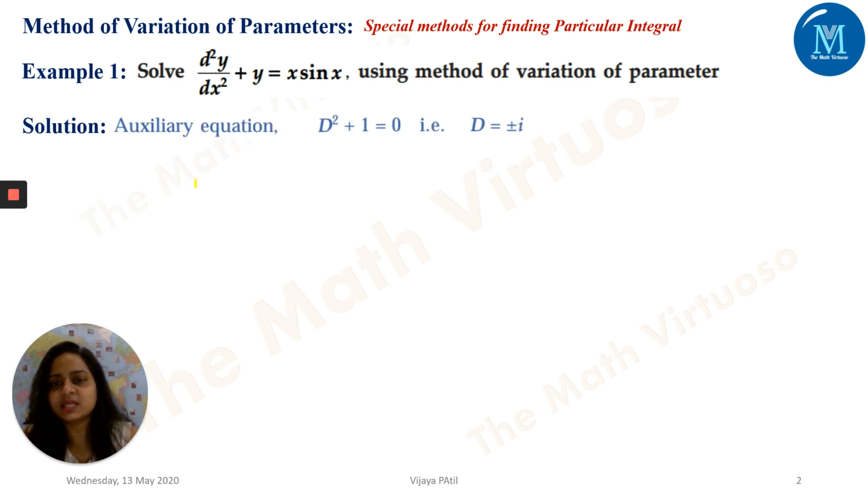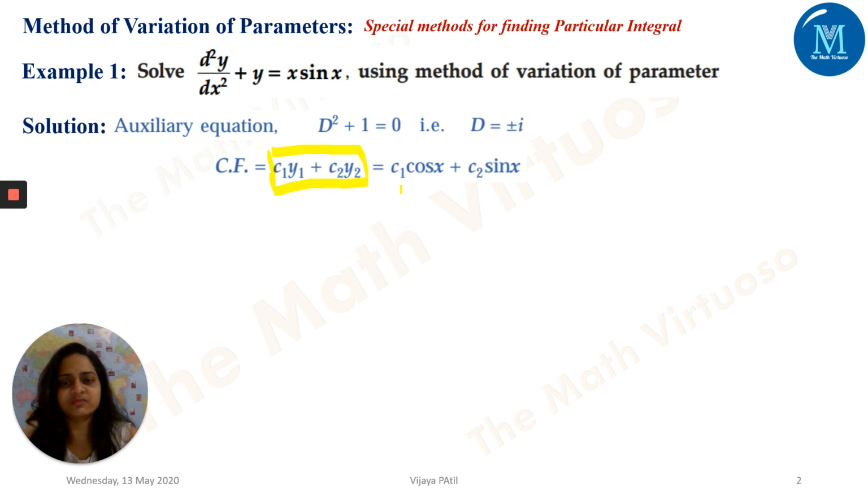So the auxiliary equation becomes D square plus 1 is equal to 0, and that is D is equal to plus or minus i. Because of these two complex roots, we will have two constants, c1 and c2, in the picture. So c1 y1 plus c2 y2 is equal to... until now we did not use this c1 y1 and c2 y2 kind of expression. We directly used c1 cos x plus c2 sin x. But in this method of variation of parameters, we have to deal with something like this. This is the important step to note down.